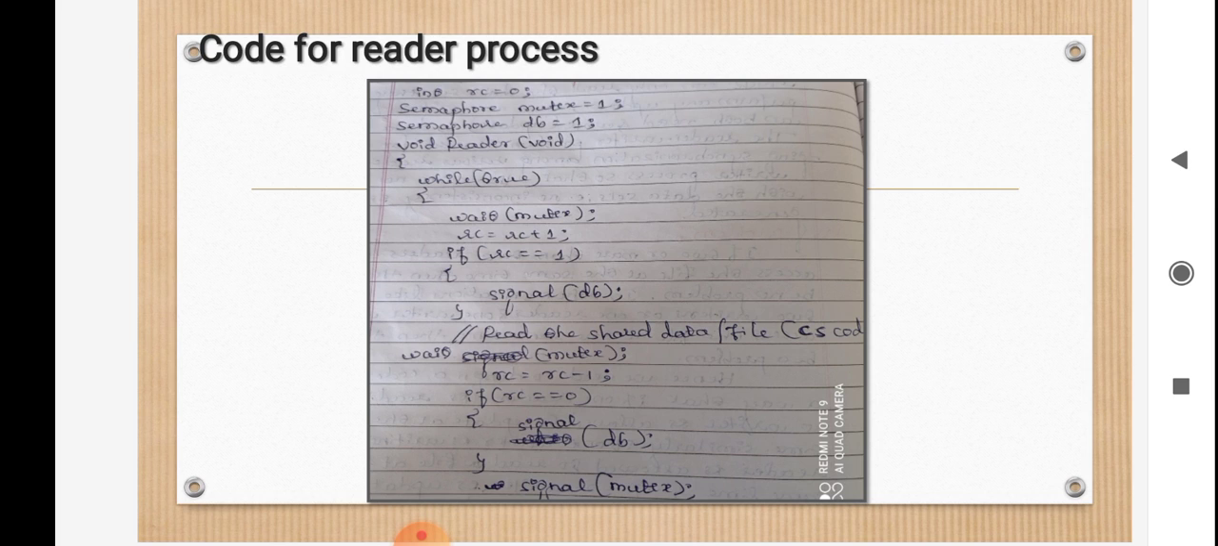So four possible cases we have to trace here. First, suppose the reader wants to access the file now. So one reader has entered. Wait mutex means we have decreased the value of mutex, so it has become 0. Now we have to increment the value of RC, because according to this code RC equals RC plus 1. Initially the RC value was 0, so now it will become 1.